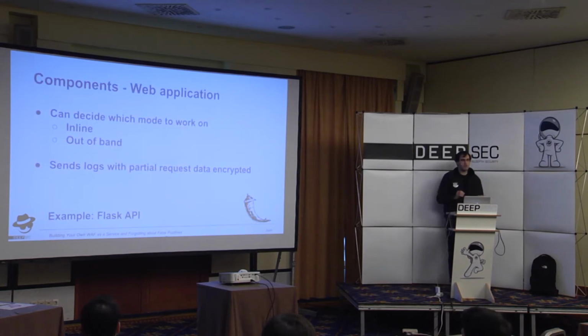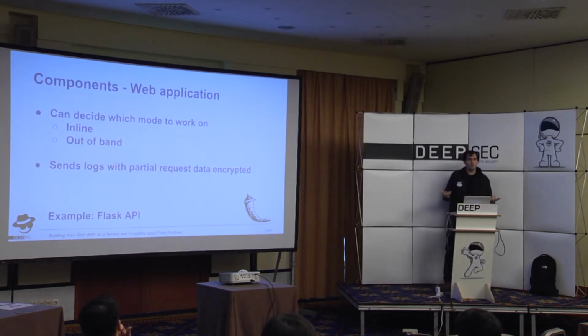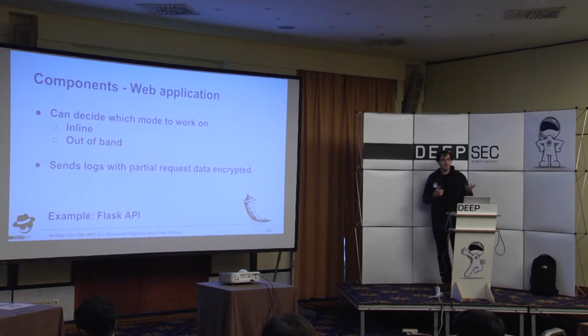So let me go a bit into the different components of this solution. So the first is the web application. That's what we want to protect. This is the one that developers control, so they're able to decide if they want this application to be in inline mode or out-of-band mode based on their risk acceptance. And this is going to be sending logs with partial information about the request encrypted, so that we can actually, out-of-band, replay that information against the web application firewall and know if this was an attack or not. And as an example, using a Flask API in this case.